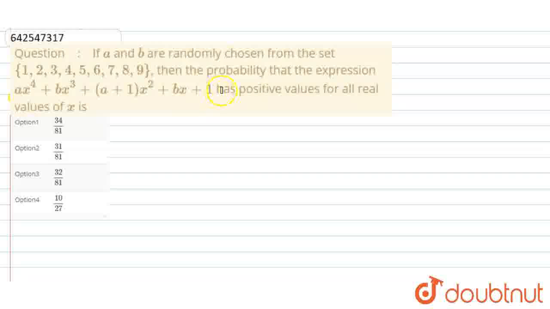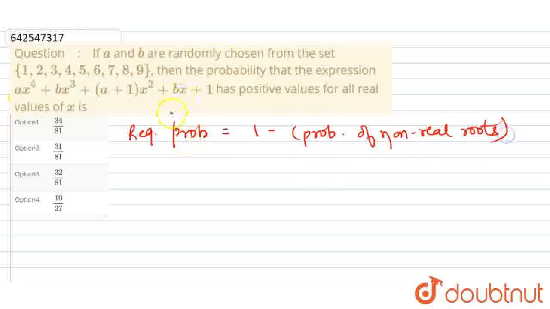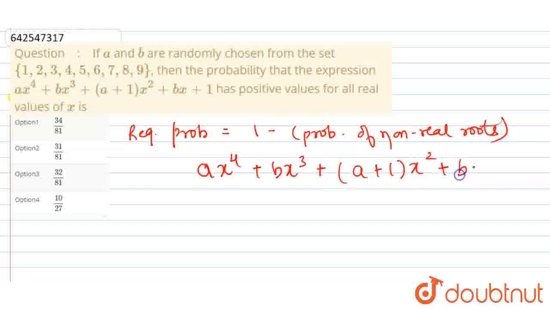So we can find this probability by using the formula. We can write here, required probability is equal to 1 minus the probability that the roots are non-real. The given equation is ax^4 + bx^3 + (a+1)x^2 + bx + 1, right? And the roots of this equation will be non-real if and only if the discriminant of this equation is less than 0.